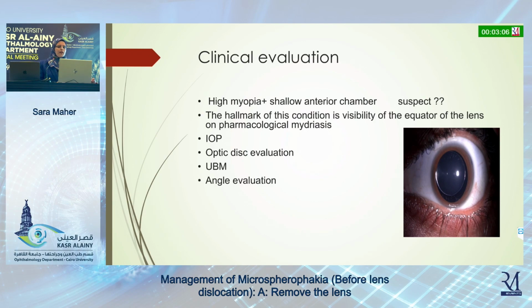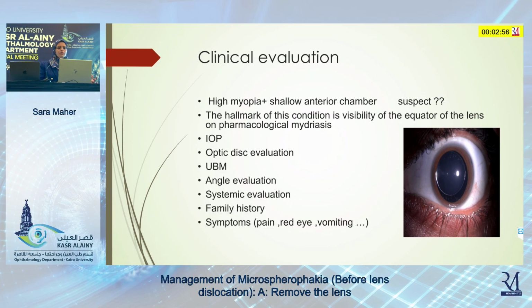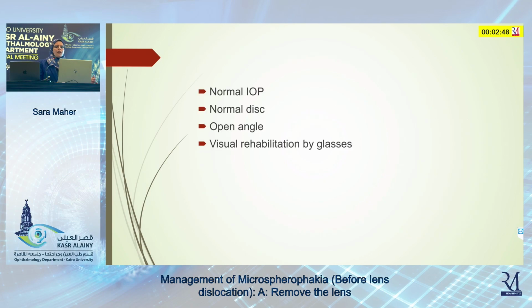I have to confirm my diagnosis using UBM to measure the lens thickness, the equatorial diameter, and the anterior chamber depth. Angle evaluation is extremely important, to see if it's a shallow or occludable angle. Systemic evaluation, family history, and the symptoms. If the patient gets attacks of pain and red eye, this means that he has intermittent pupillary block. If everything is normal, with normal intraocular pressure, normal disc, and open angle, then do visual rehabilitation and treat the risk of amblyopia with glasses, with close observation every 3 to 4 months.